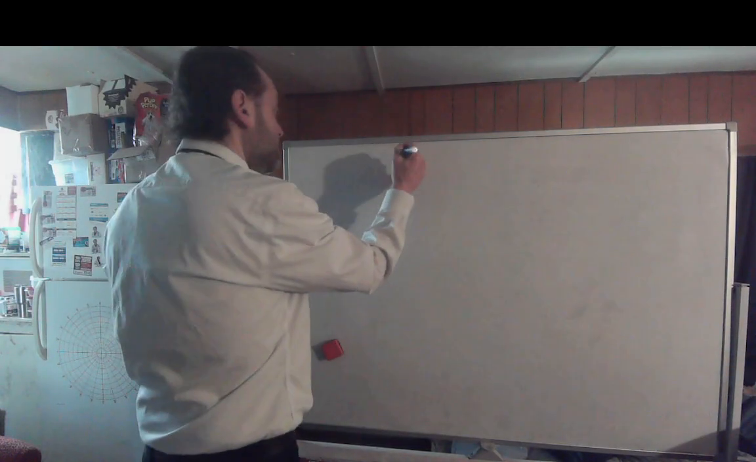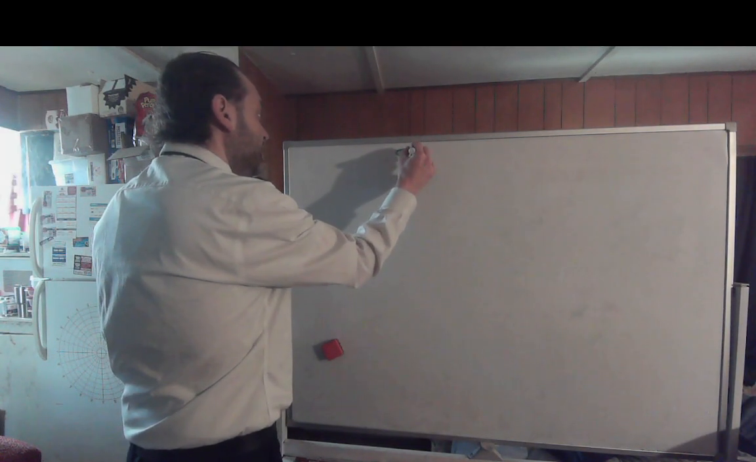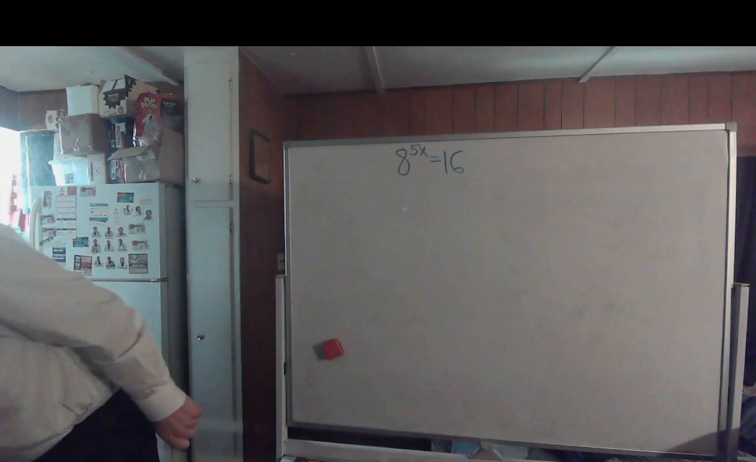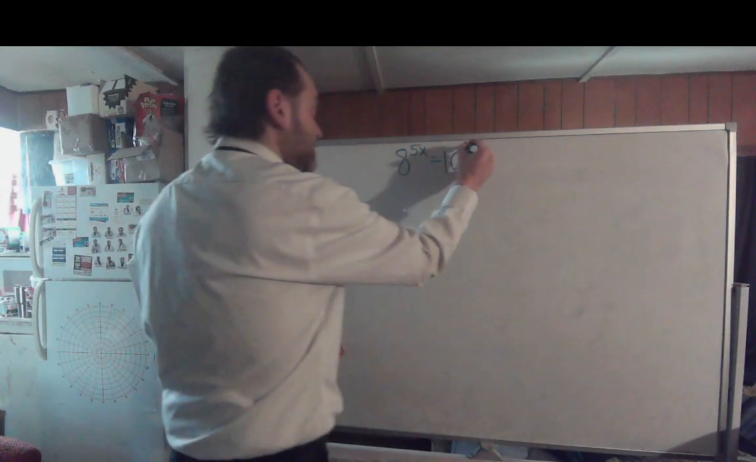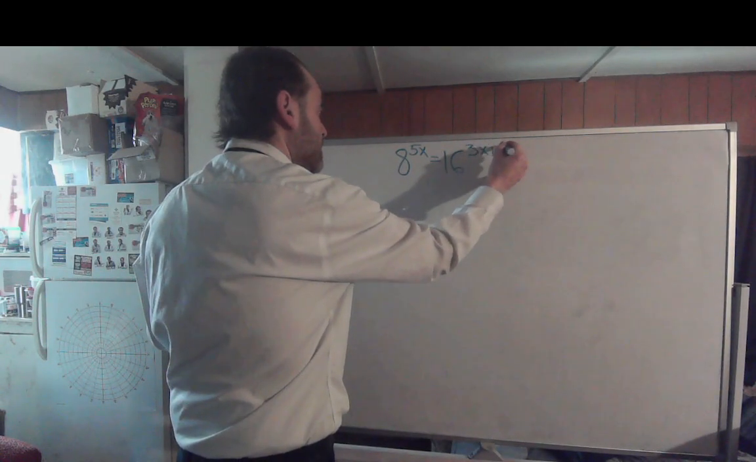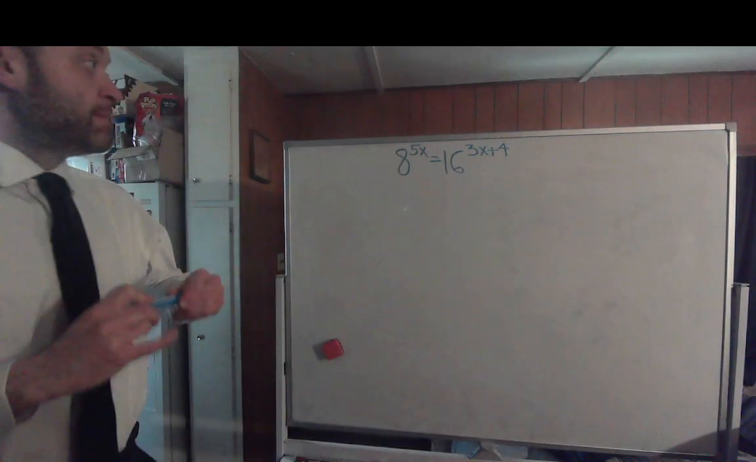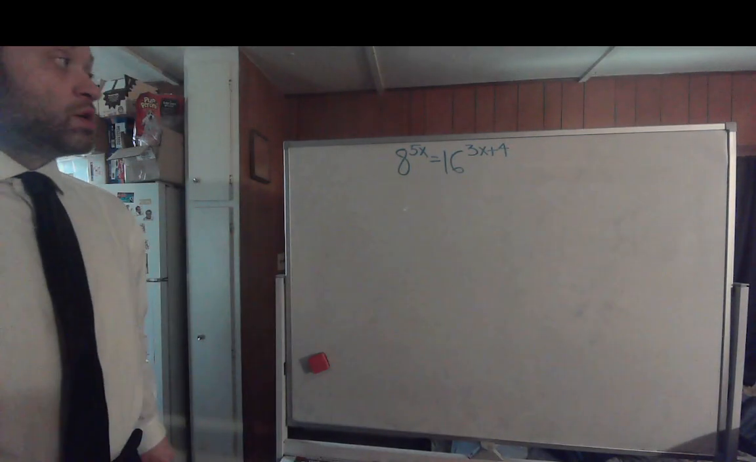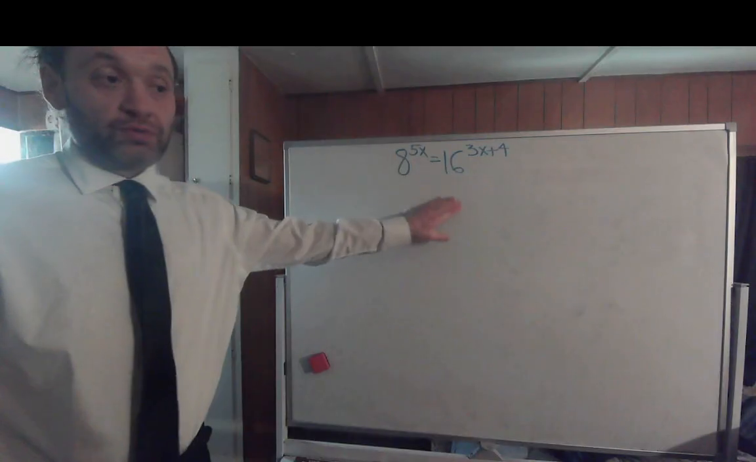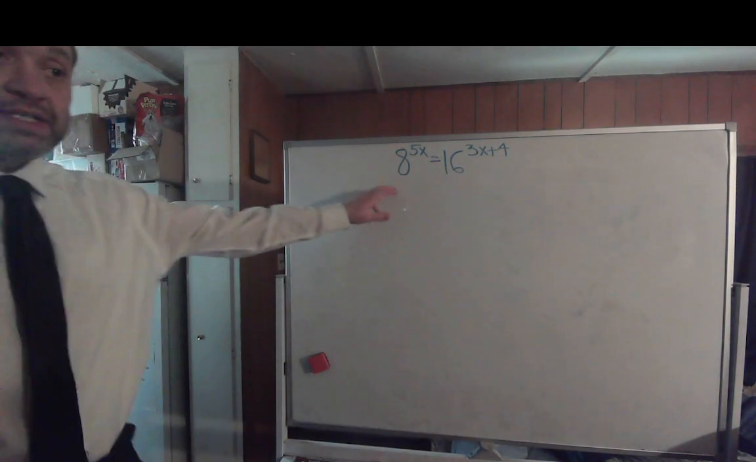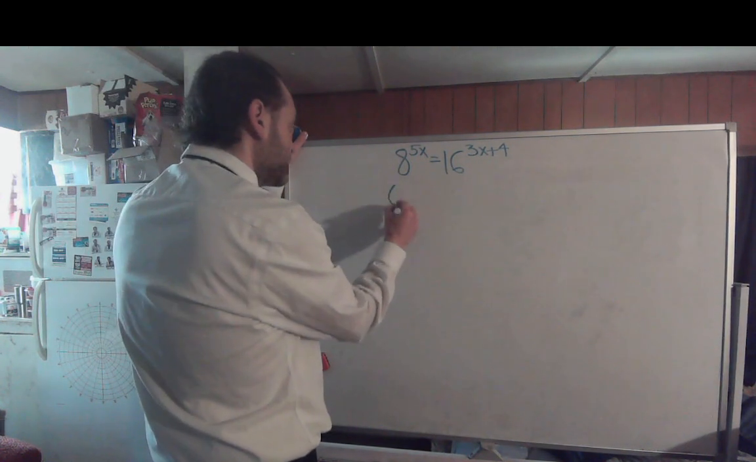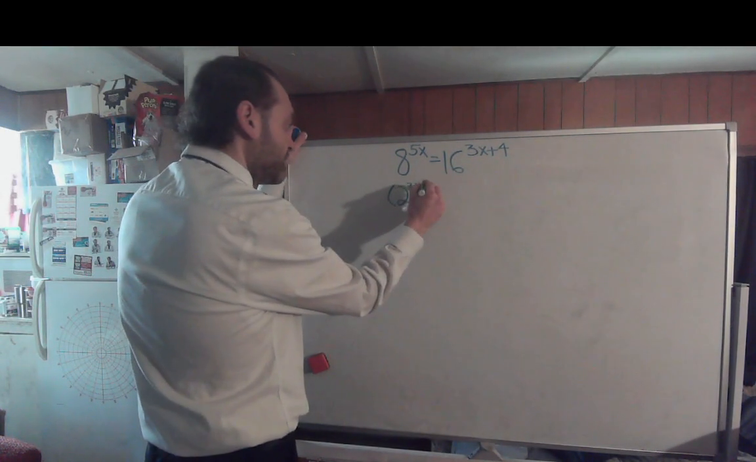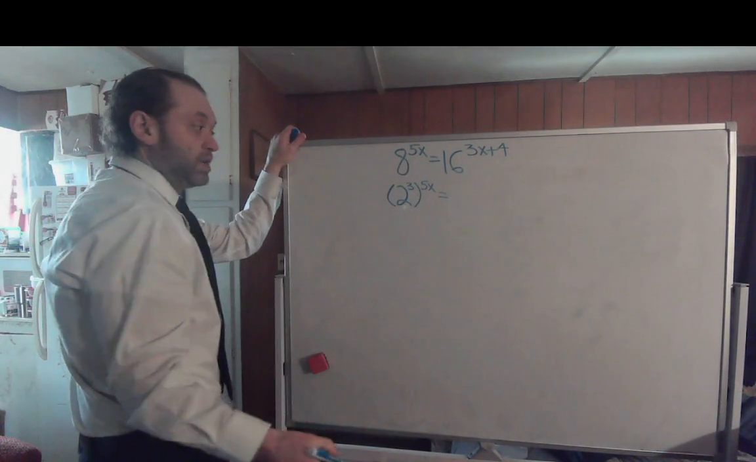All right, good one. We have 8 to the 5x is equal to 16 to the 3x plus 4. So this is a very good one here. 8 to the 5x equals 16 to the 3x plus 4. Well, 8 and 16 both relate to bases of 2, don't they? 8 is 2 to the third, isn't it? So you could take this quantity of 2 to the third, substitute that for 8. You'd have 2 to the third to the 5x power would equal the right-hand side.